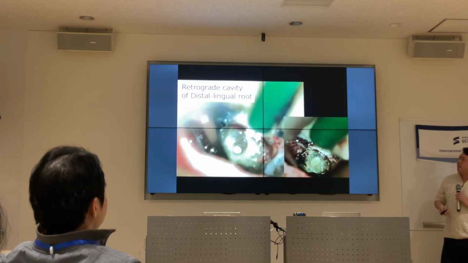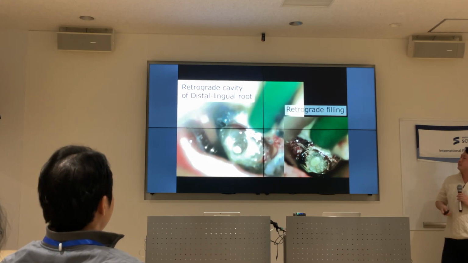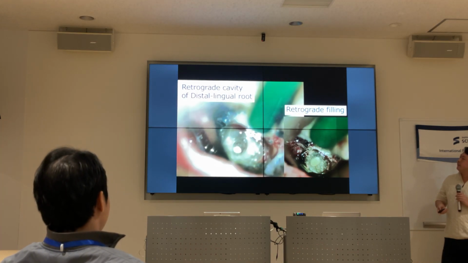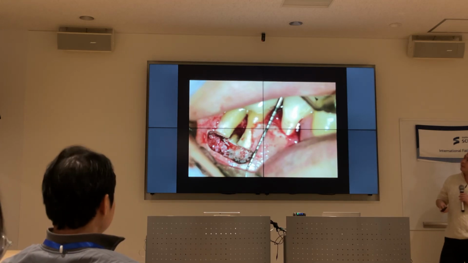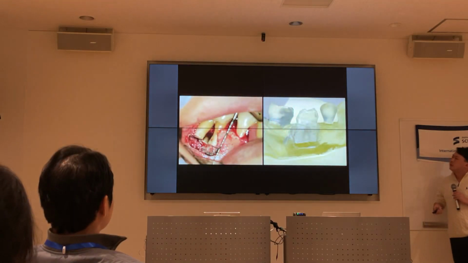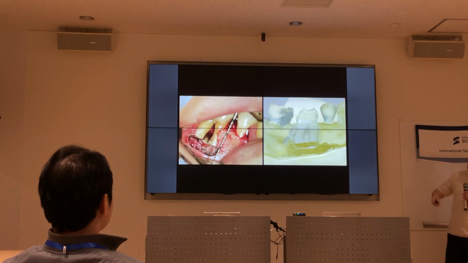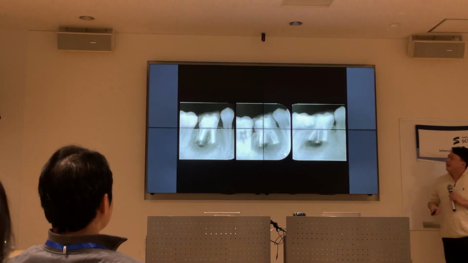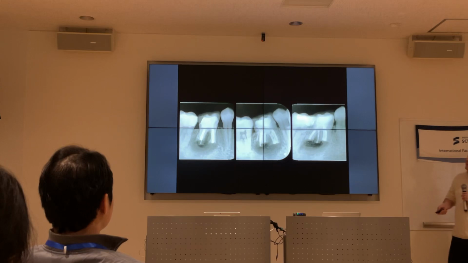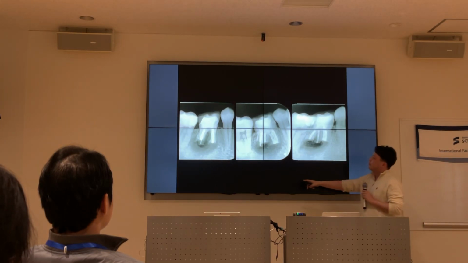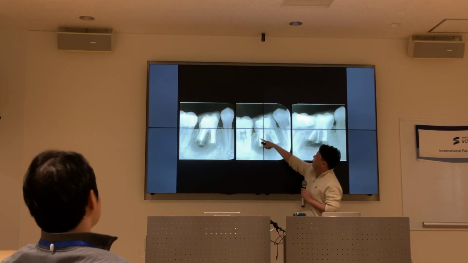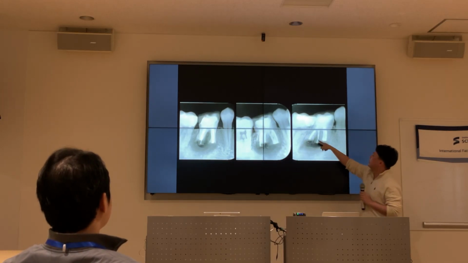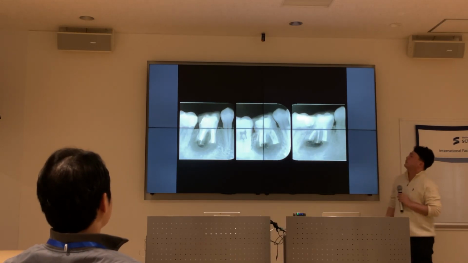Then fill with MTA cement. Retrograde filling. This is just after surgery, or before suture. Almost the same as the model. Then this is after the surgery. Here is the distal finger and distal buccal.